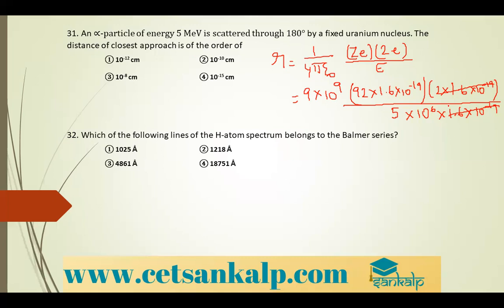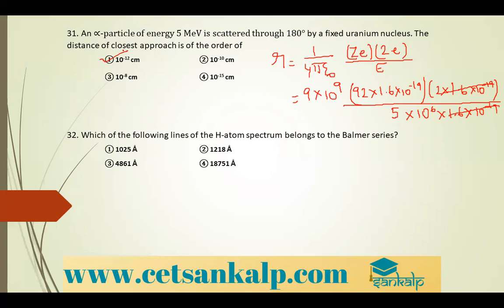Once we have simplified the formula, the options given are all some particular value into 10 to the power of something. I hope you would have done this. It is 2.5 into 10 to the power minus 12 centimeter. The options are 10 to the power minus 12, minus 10, minus 8, minus 15. So 10 to the power minus 12 is the right answer.